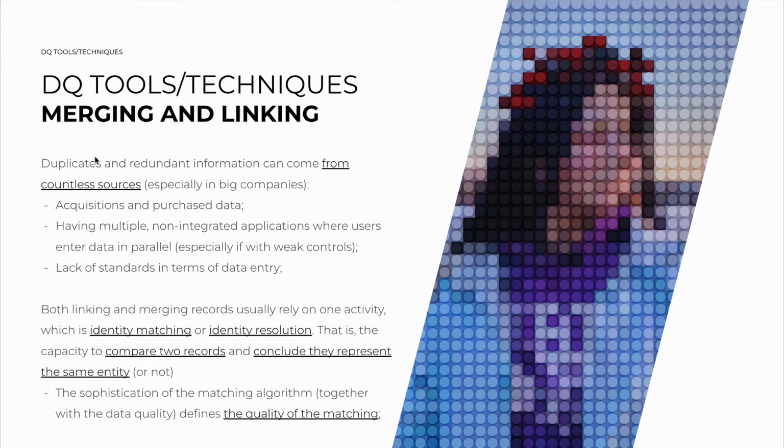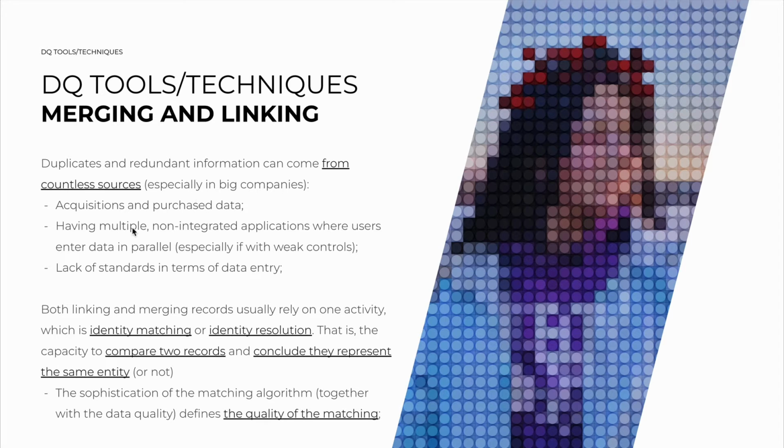Please note that duplicates and redundant information can come from countless sources, especially in big companies. In companies of large size, you are almost guaranteed to have duplicates of some sort. In many cases, you can never eliminate them all. You can only prioritize the most important ones. But the usual reasons include, first, acquisitions and purchase data. You may buy a competitor who has some clients that overlap, and you have to merge those records.